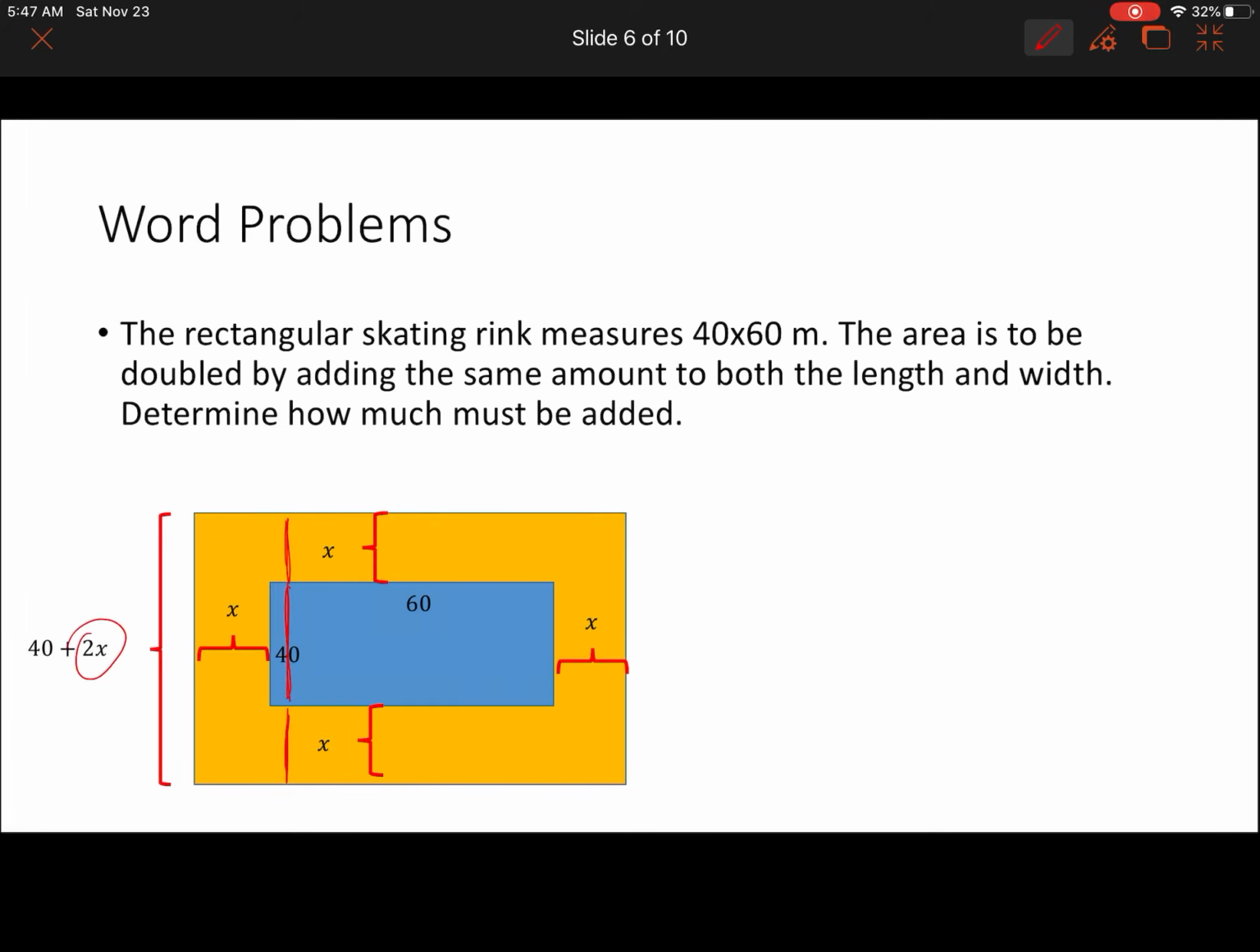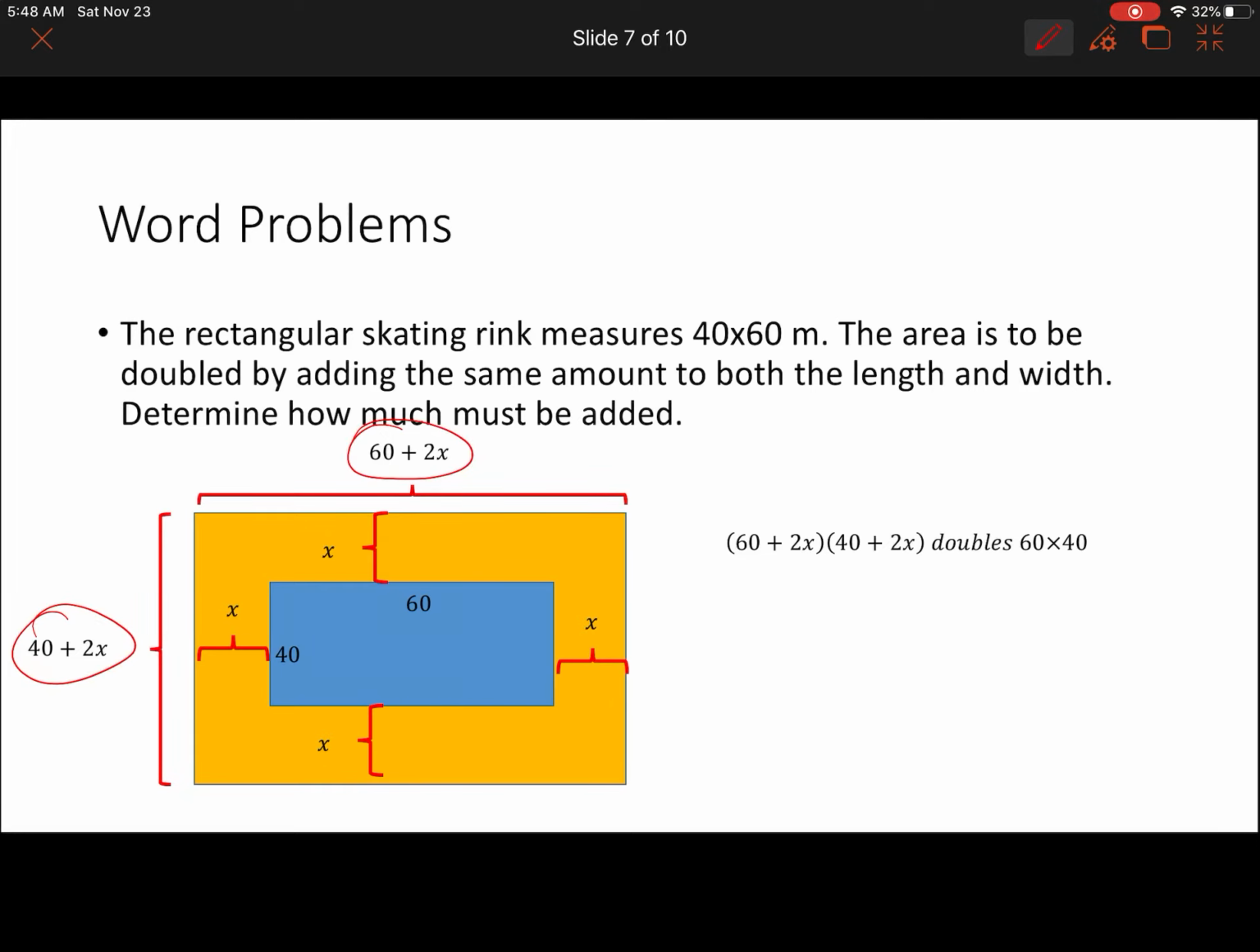That's 40, that's x, and that's x. That's why I have 2x and a 40. And of course, that's 60. From here to here is 60. From here to here is x, and from here to here is x. So 2 x's and a 60. So the area of the whole thing doubles 60 by 40. So what does that mean? That means this whole thing, these two are the same, equals double that.